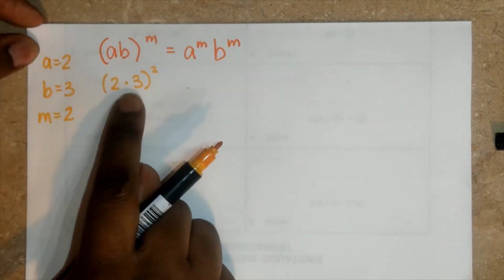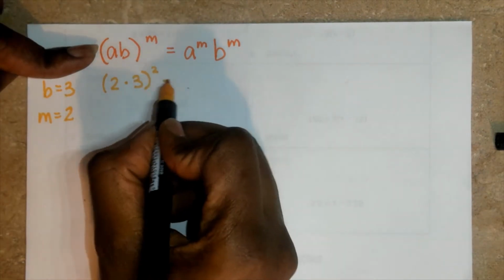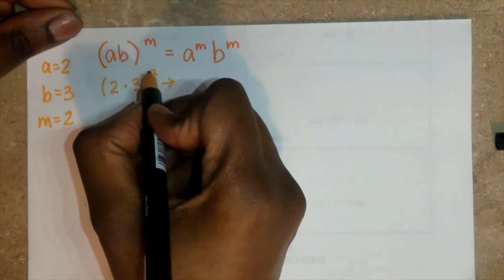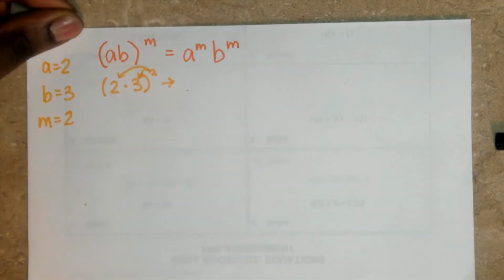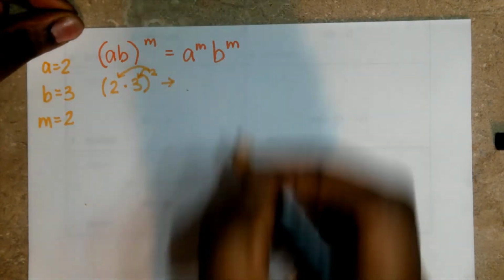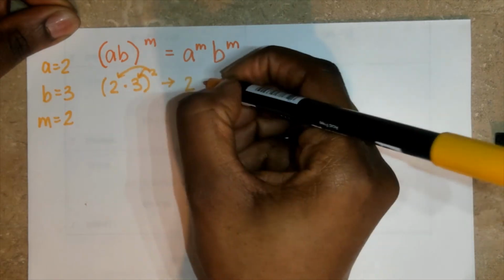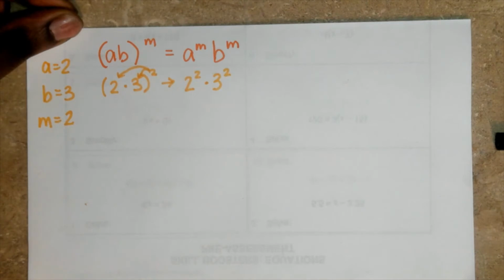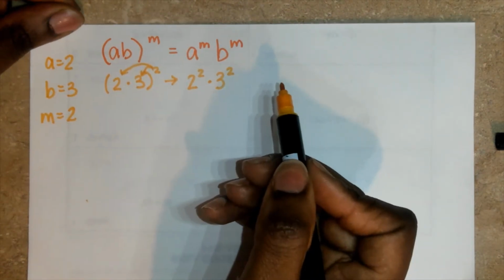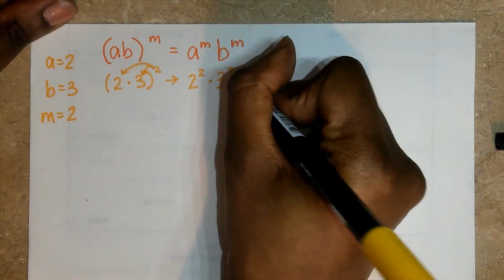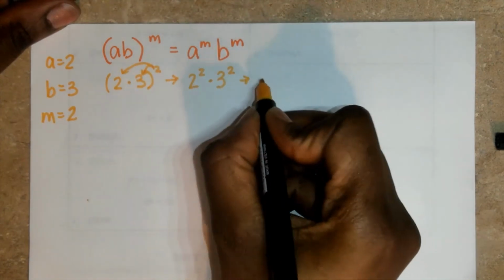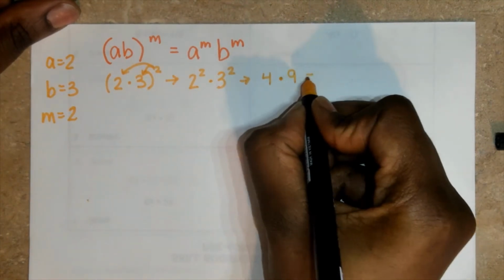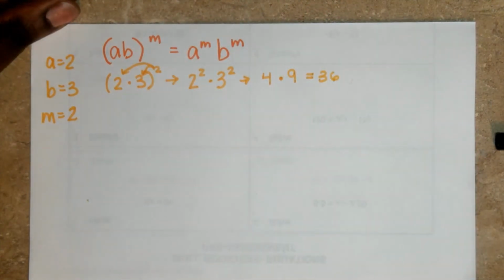So 2 times 3 to the second power, according to the power of a product property, I would distribute the exponent to the 2 and the 3. So I get 2 to the second power times 3 to the second power. And if I were to evaluate this, and remember I just told you evaluate means to get the value, 2 to the second power is 4, and 3 to the second power is 9. And 4 times 9 is equal to 36.